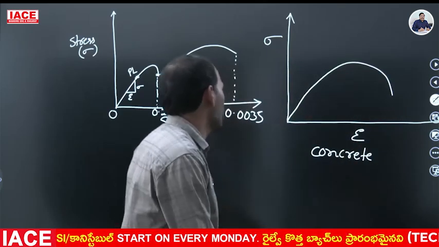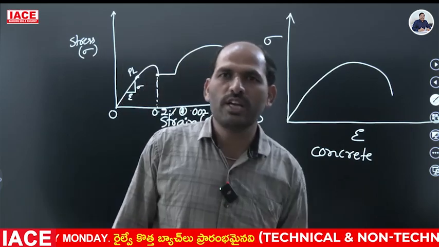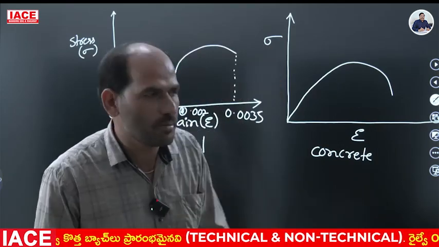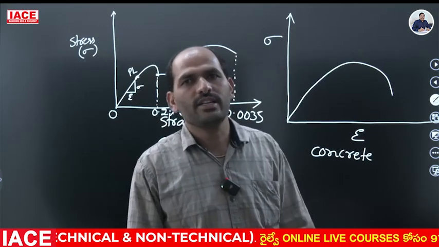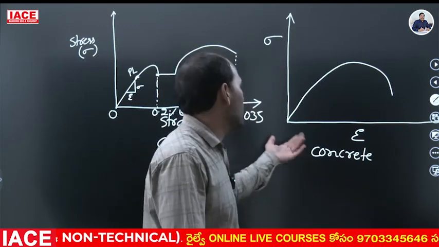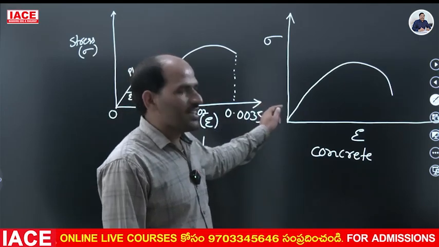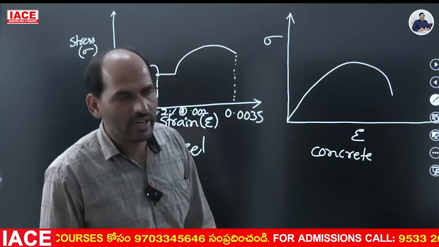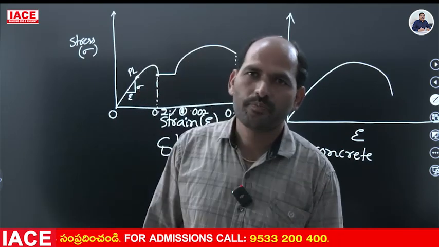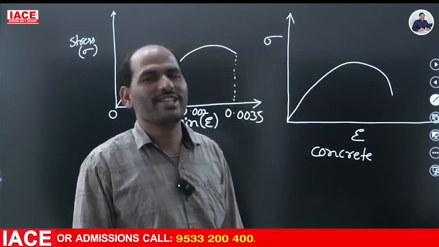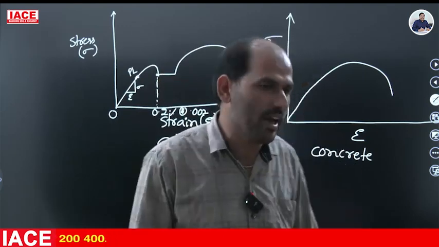So here the proportionality limit does not develop in concrete, because if you apply the load, it fails simply because it is a brittle material. Because of this non-linear stress and strain curve of the concrete, we develop the stress and strain curve, and from the stress and strain curve we determine the modulus of elasticity value.